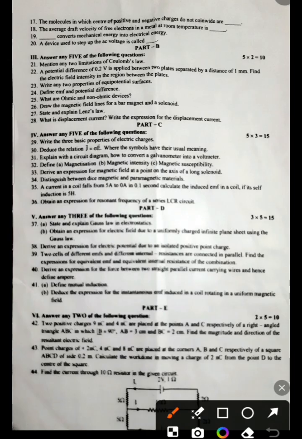And the third one is, the average drift velocity of the electron in a metal at room temperature is. Here if you look at the option, the average drift velocity is 0. The dash converts mechanical energy into electrical energy, which is generator. A device used to step up the voltage is called a transformer. So this is the key answer of the Bangalore South question paper.